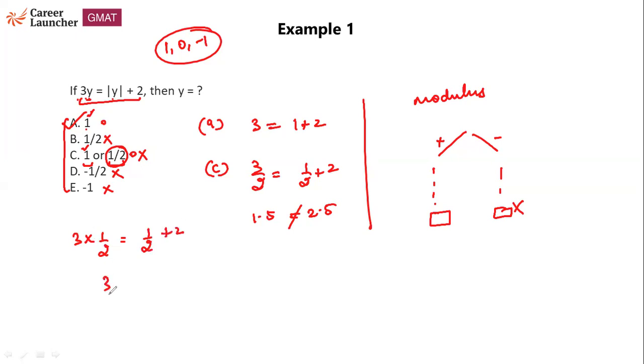So 3 into 1 by 2 is 3 by 2. Take the LCM here. That is 4 plus 1, 5 divided by 2. Are they equal? They are not. If they are not equal, that means 1 by 2 does not satisfy the equation. Therefore, y is not equal to 1 by 2, therefore option C eliminated.